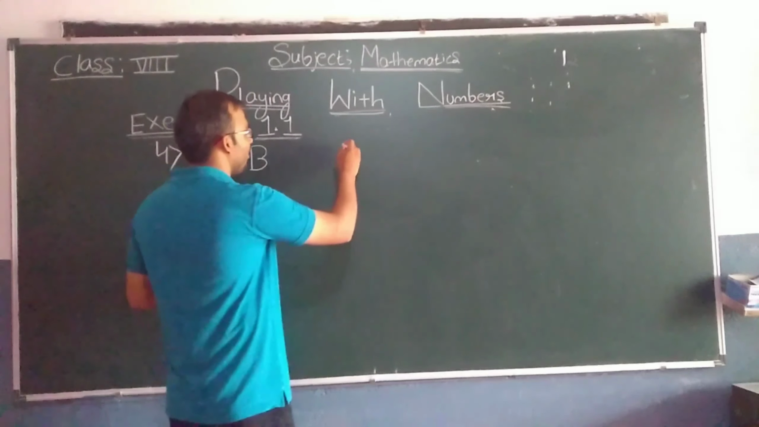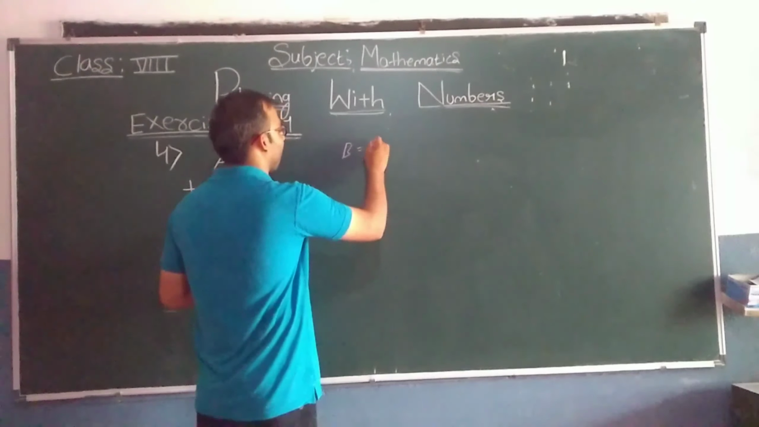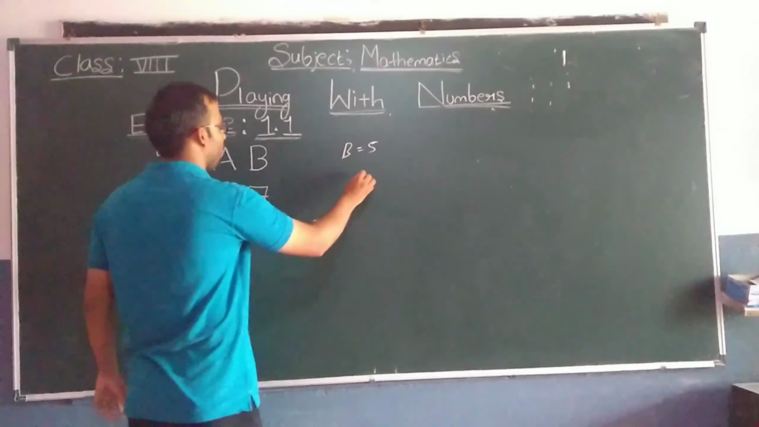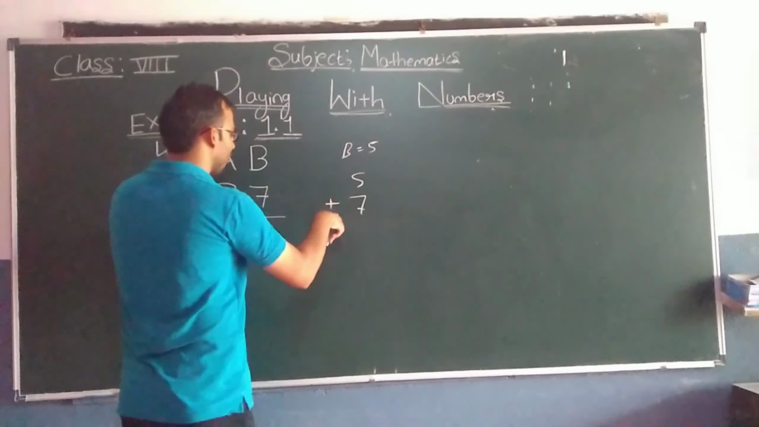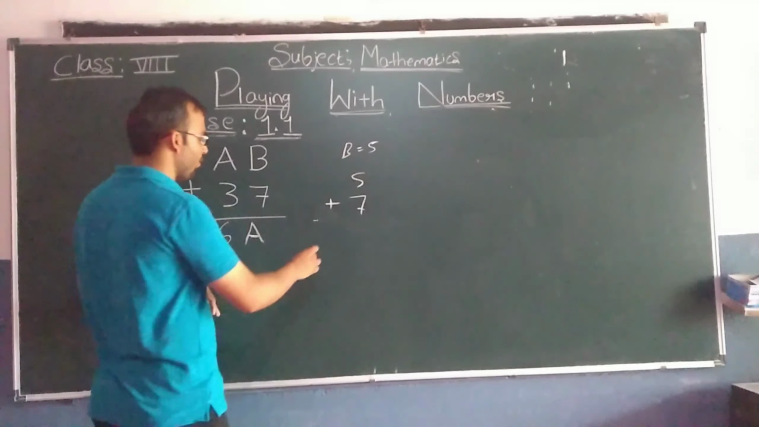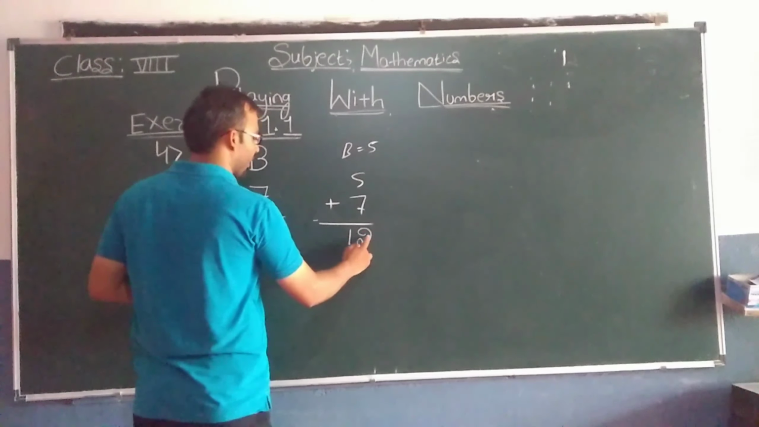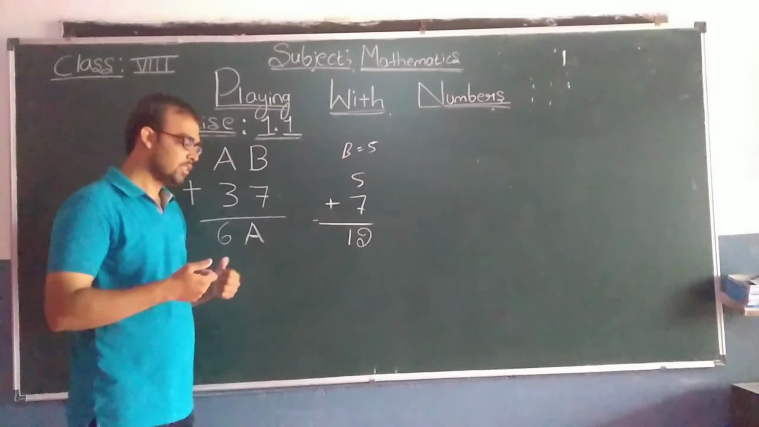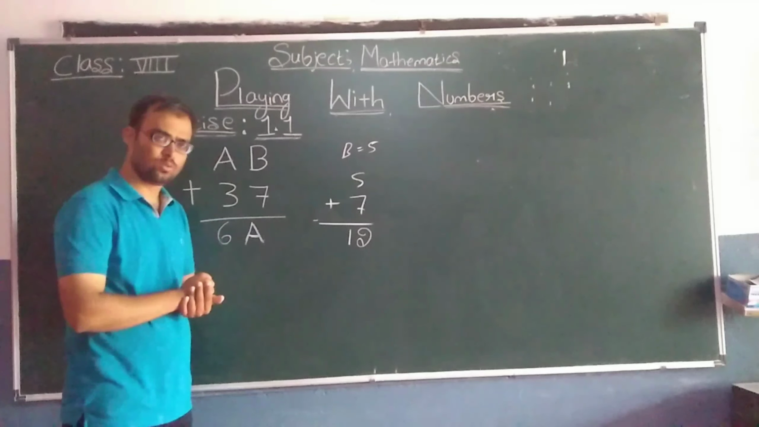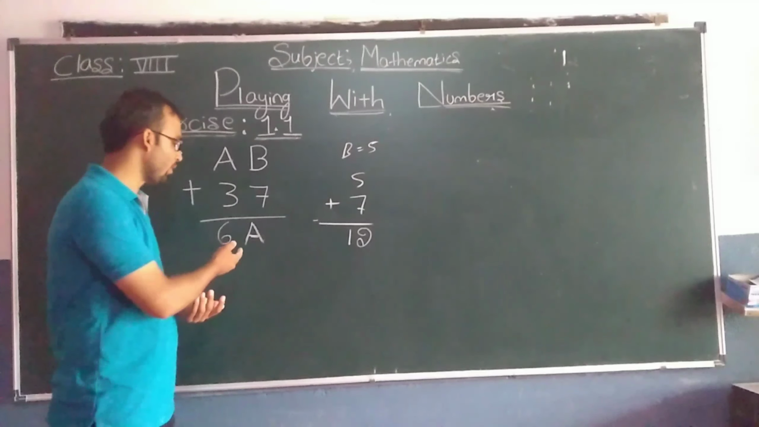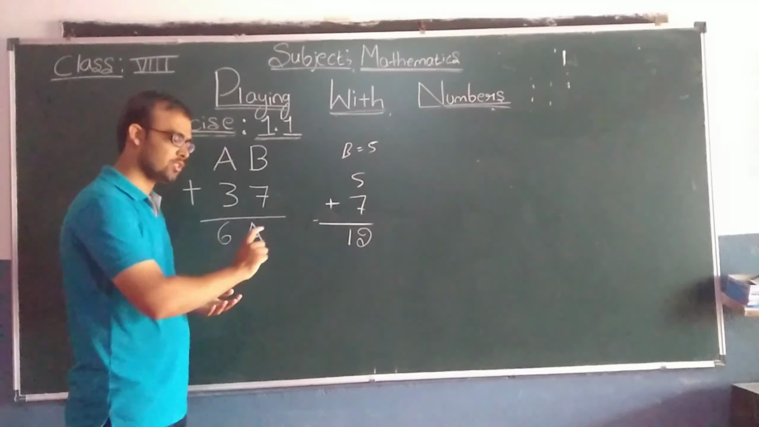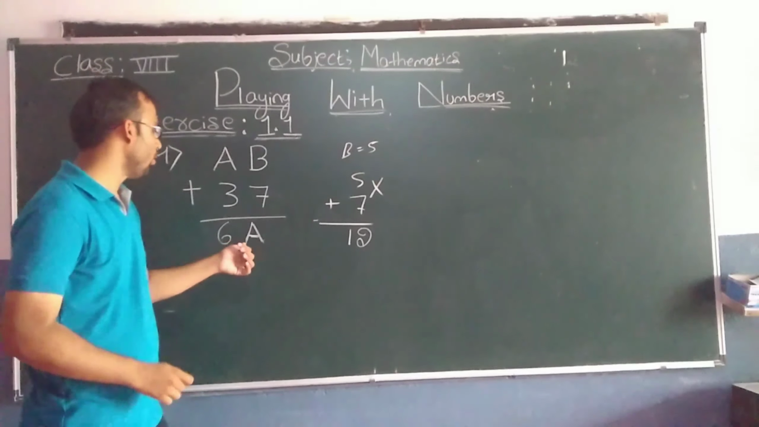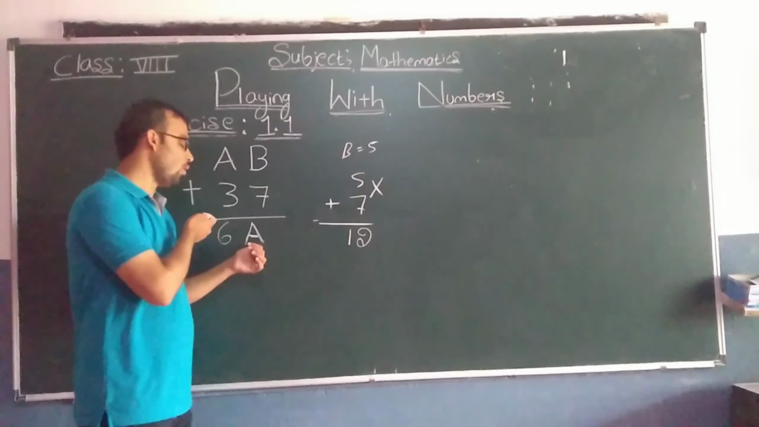For example, if we assume b as 5, then 5 plus 7 will be what? 12. So we are getting 2 at ones place. Then how do we know that the digit at ones place is 2? It is not correct, so we cannot take it like this. Why? Because we don't know what the digit at ones place is.